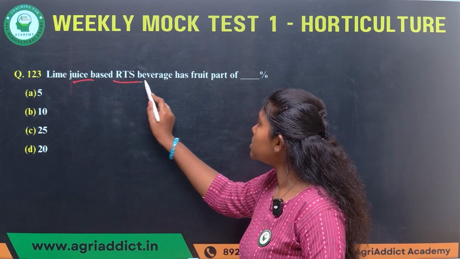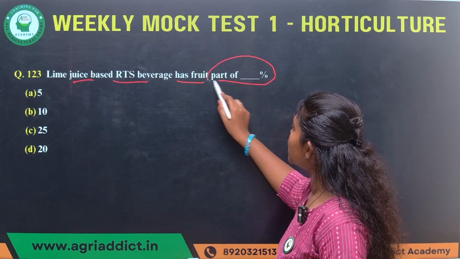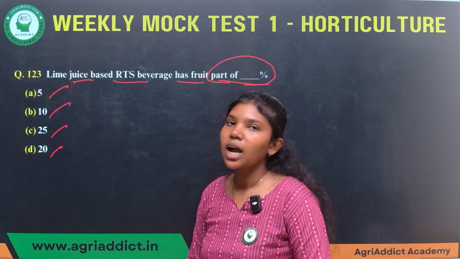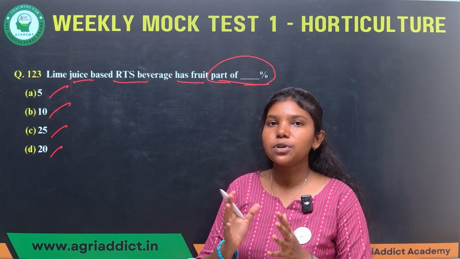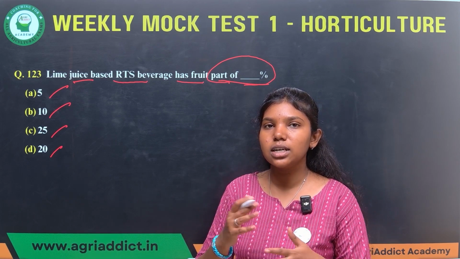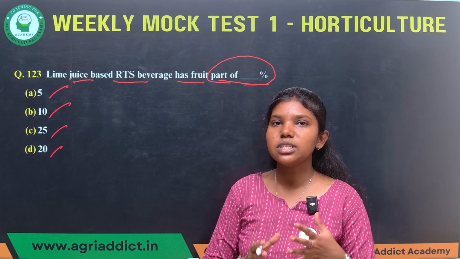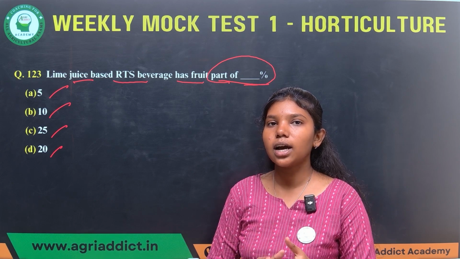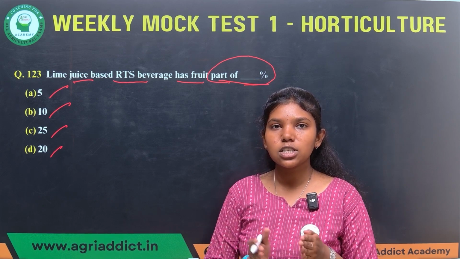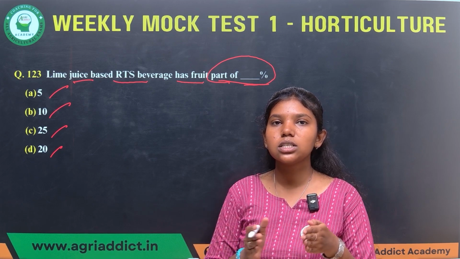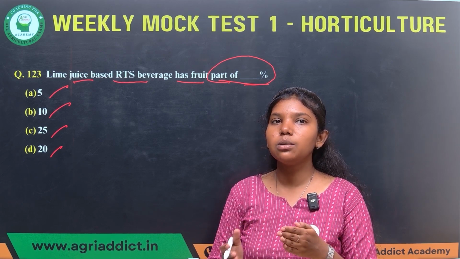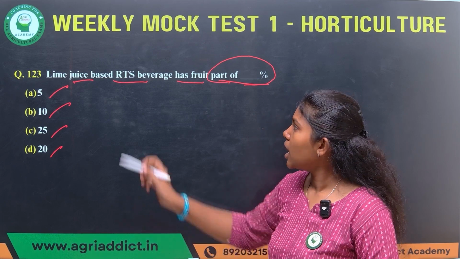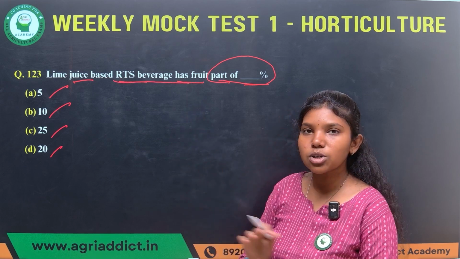Lime juice based RTS beverage has fruit part percentage. How much? 5, 10, 25, 20. As I mentioned earlier, certain standards have been set for each beverage like RTS, cordial, etc., that it should contain this amount of fruit pulp, this amount of TSS, this amount of sugar, and this amount of preservative to be labeled as RTS or cordial, etc. According to the standard, lime based RTS beverage has dash percentage of fruit part.